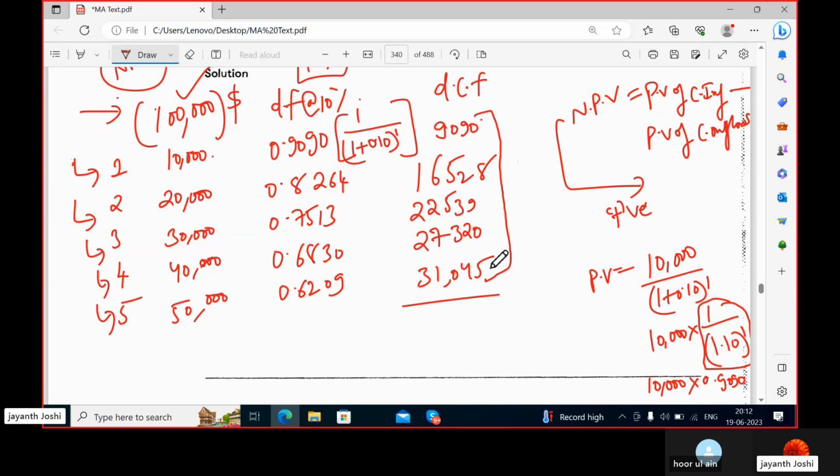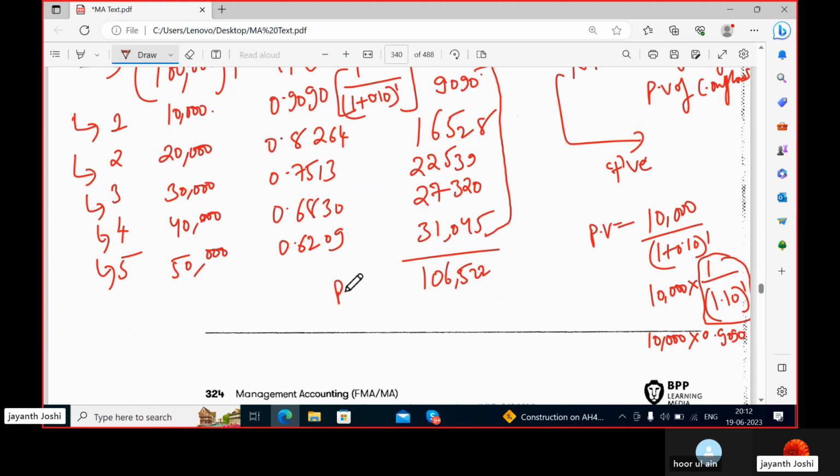present value of future cash flows. That means these are all present values of these future cash flows. We're going to add them up. That's called cumulative. So we're going to add this. So I got $106,522. So this is my present value of future cash flows.